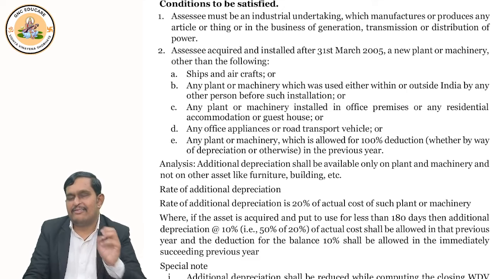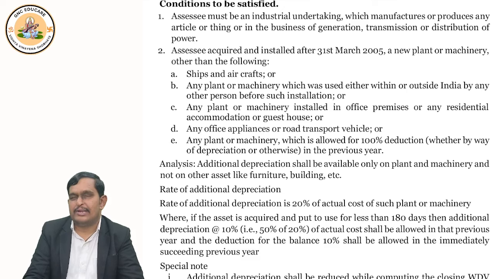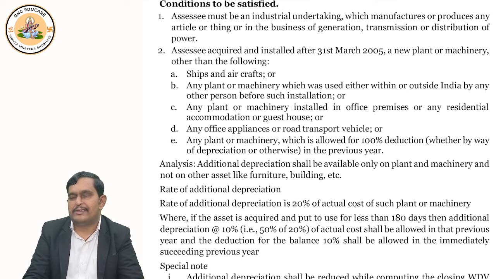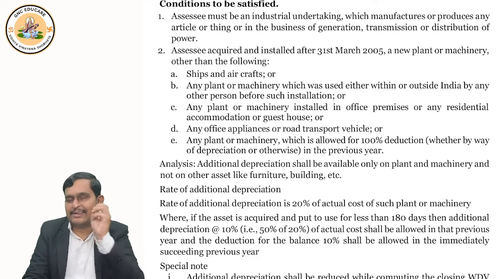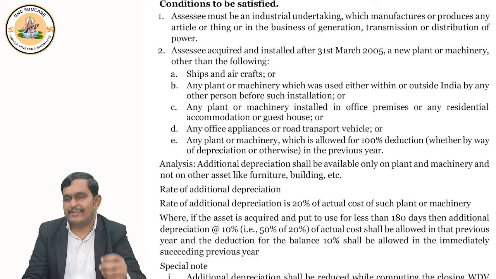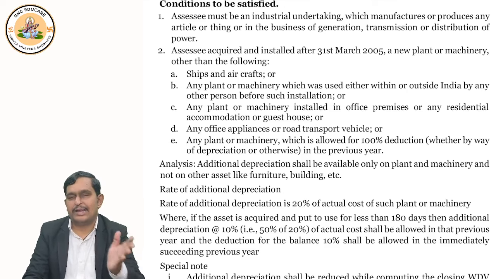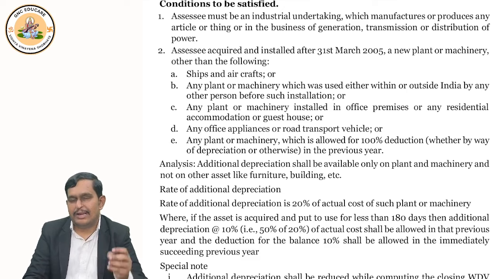Then what is the rate of additional depreciation? 20% is the rate of additional depreciation. 20% on what? 20% on the actual cost of the asset. So is it given every year? The answer is no. Additional depreciation is given only one time. So there is a difference between normal and additional depreciation. Normal depreciation is given every year.